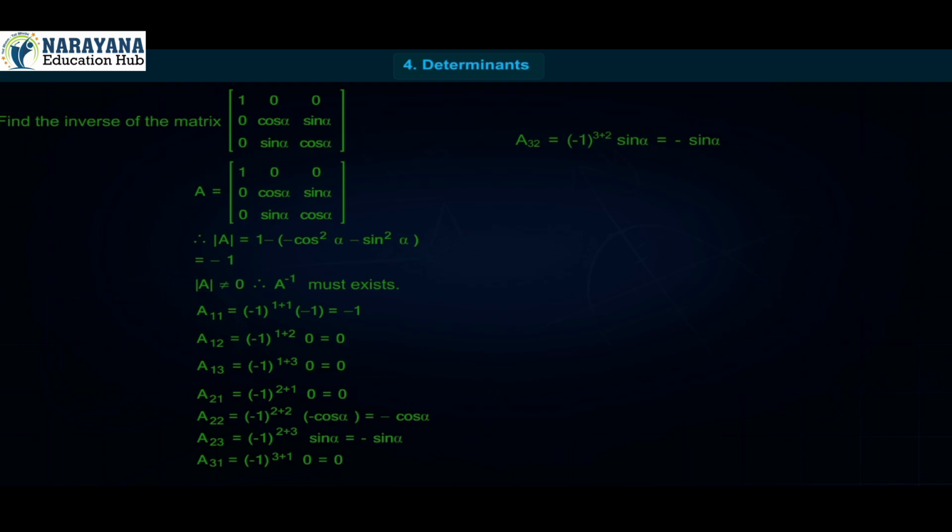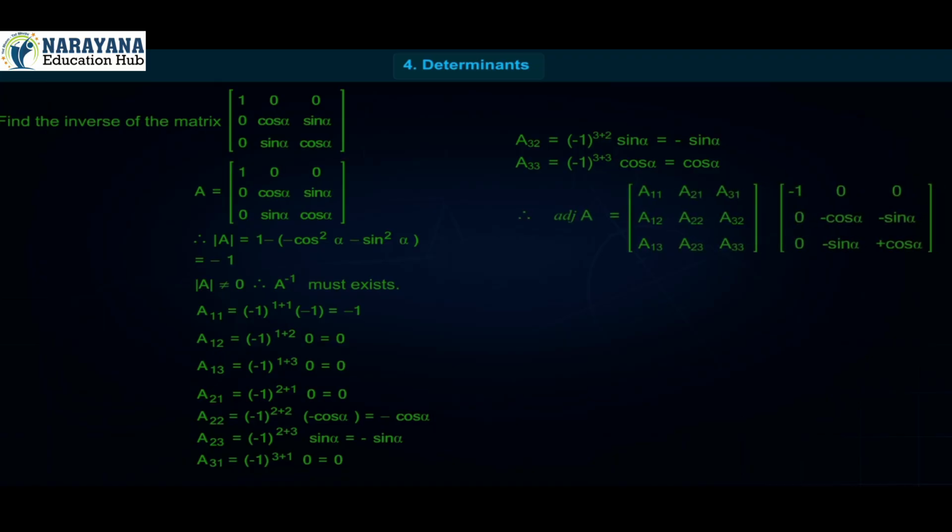A32 is equal to (-1) raised to 3 plus 2 into sin alpha is equal to minus sin alpha. A33 is equal to (-1) raised to 3 plus 3 cos alpha is equal to cos alpha. Therefore, adjoint A is equal to matrix [A11, A21, A31; A12, A22, A32; A13, A23, A33] is equal to matrix [-1, 0, 0; 0, -cos alpha, -sin alpha; 0, -sin alpha, cos alpha].